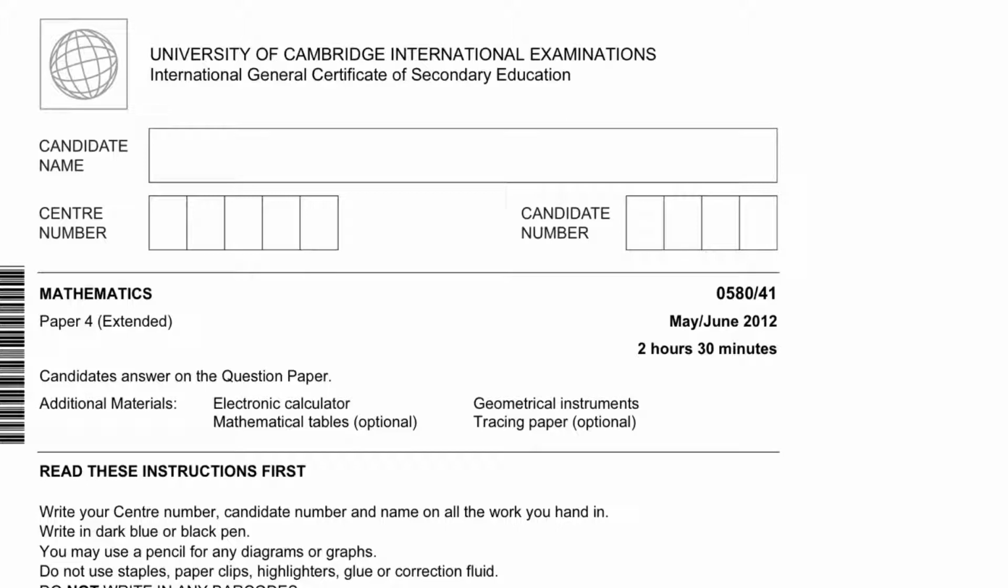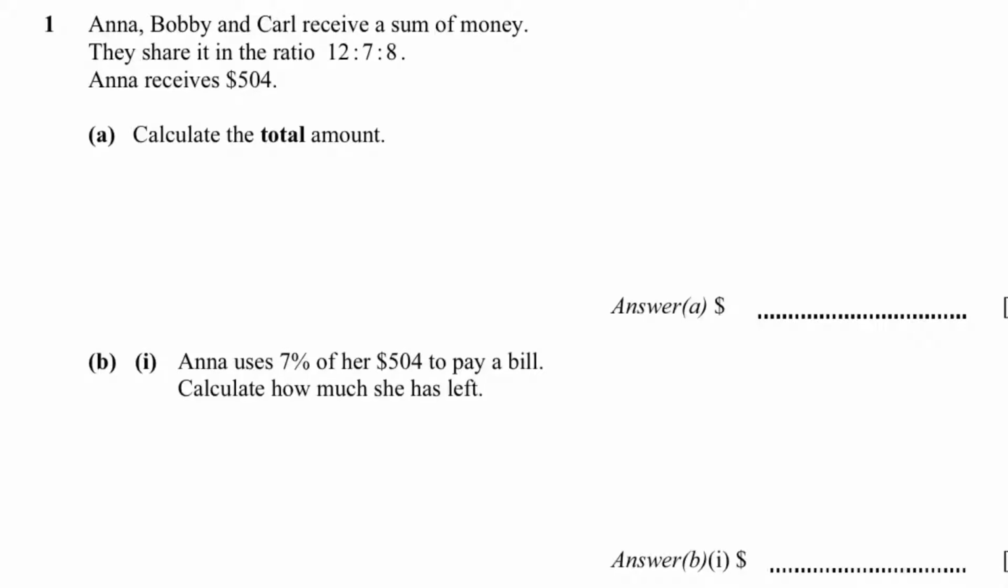Hi, today we are going to go through IGCSE Paper 0580 Variant 41, June 2012. It's a 2 hours and 30 minutes paper. Let's start. Question number 1.